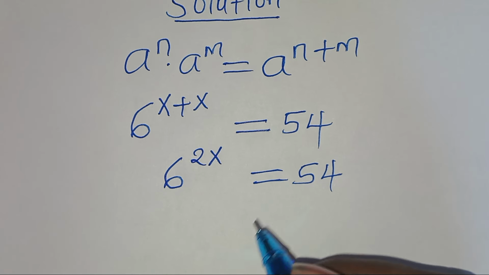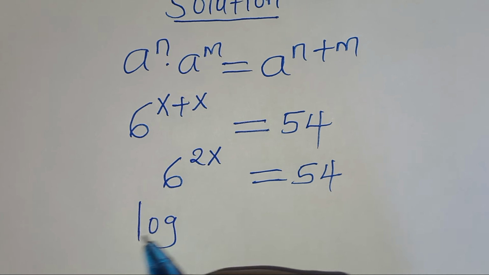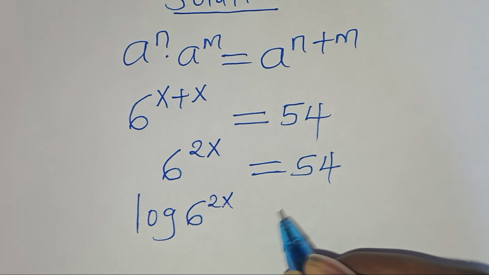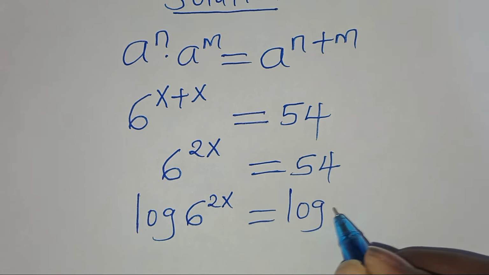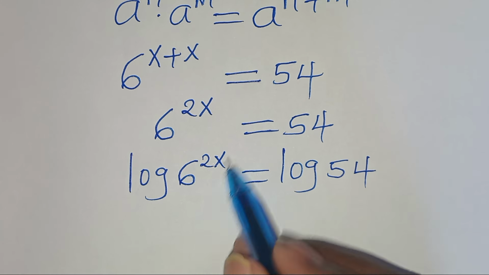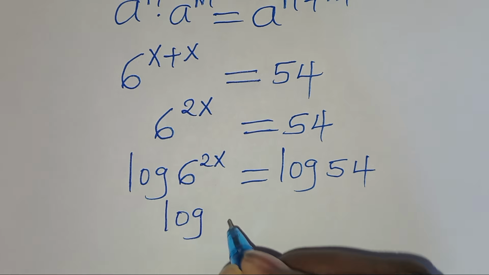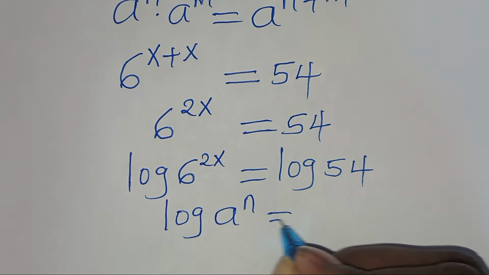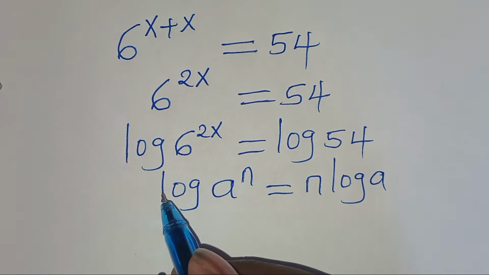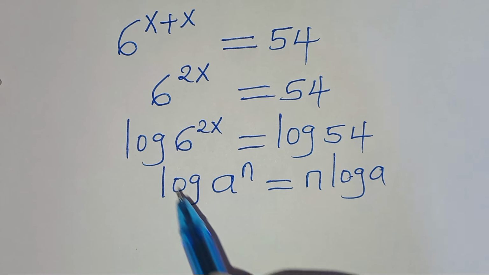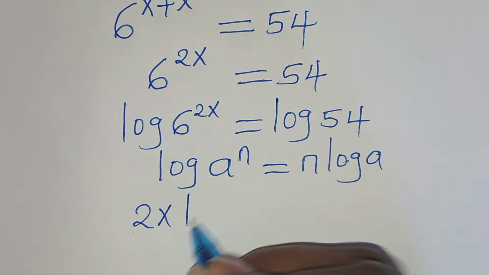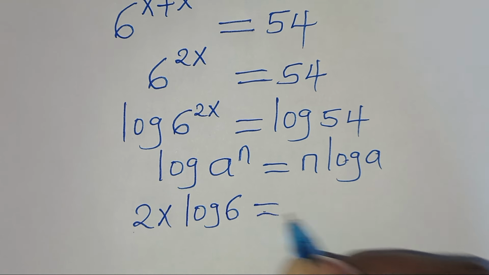To solve for x here, we introduce logarithm on both sides such that we have log 6 to the power of 2x equal to log 54. The next step is that log 6 to the power of 2x is in the form of log a to the power of n, which can be expressed as n log a. Applying this power rule property of logarithm, log 6 to the power of 2x becomes 2x log 6. This is equal to log 54.